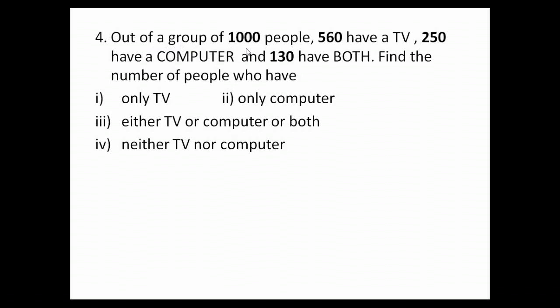Out of a group of 1000 people, 560 have a TV and 250 have a computer and 130 have both. Find the number of people who have only TV, only computer, either TV or computer or both, and neither TV nor computer. Let's understand this with the help of a Venn diagram.